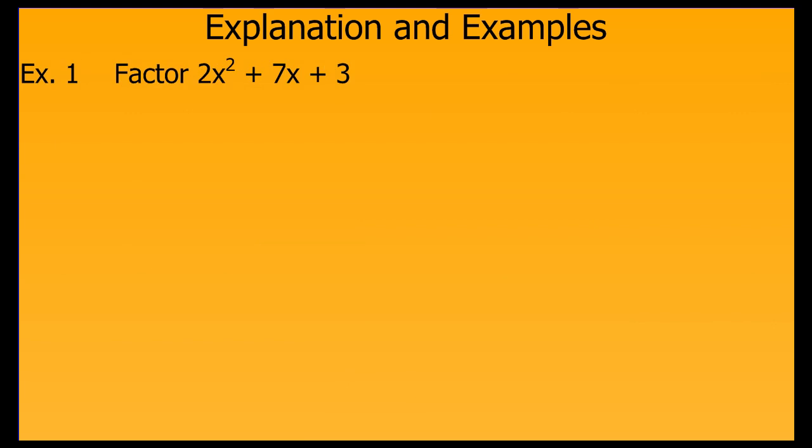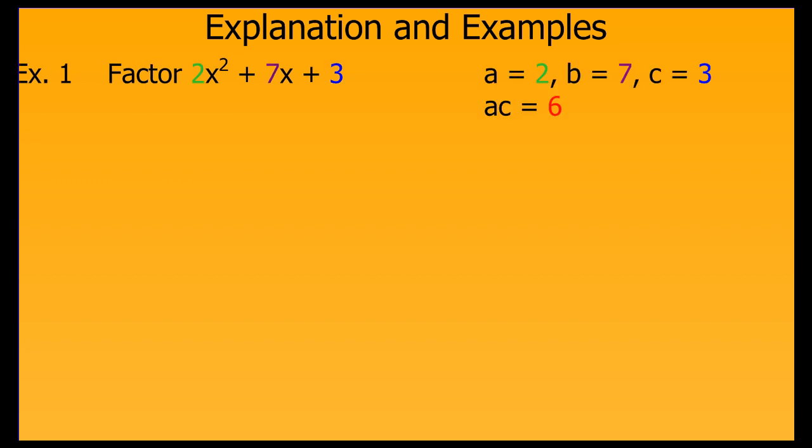We want to factor this trinomial, 2x² plus 7x plus 3. To use our Xbox method, we need to identify what a, b, and c are. For this problem, a is 2, b is 7, and c is 3. Therefore, the product of a and c, which are 2 and 3 in this problem, is 6.